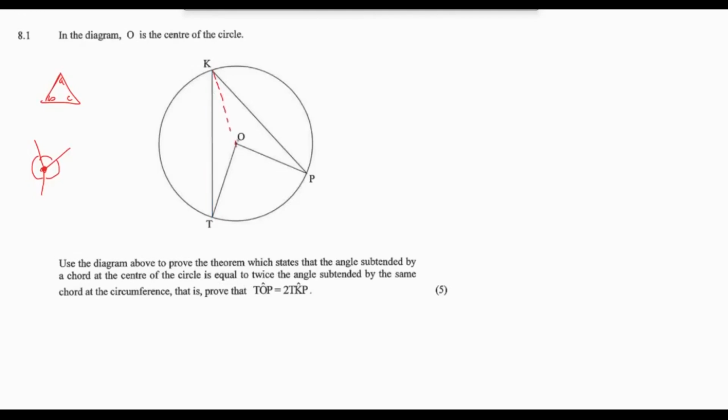Now we've constructed two triangles. Triangle KOT, which is a blue triangle. Let's start with that. Let's name this angle K1, this one K2. So we can say that angle K1 is equal to angle T, because KO and OT are equal, these are radii. These are angles opposite equal sides. So where there's T, we can put angle K1, isn't it?